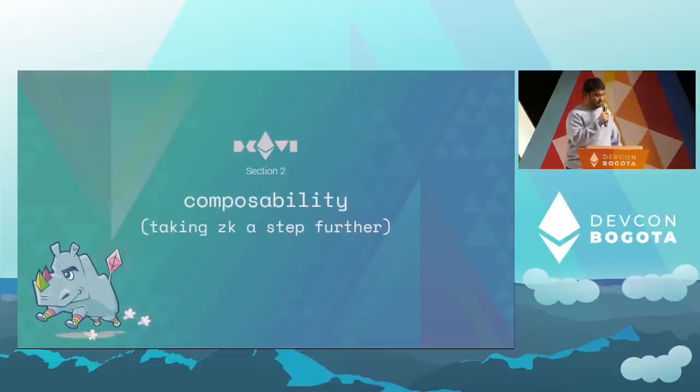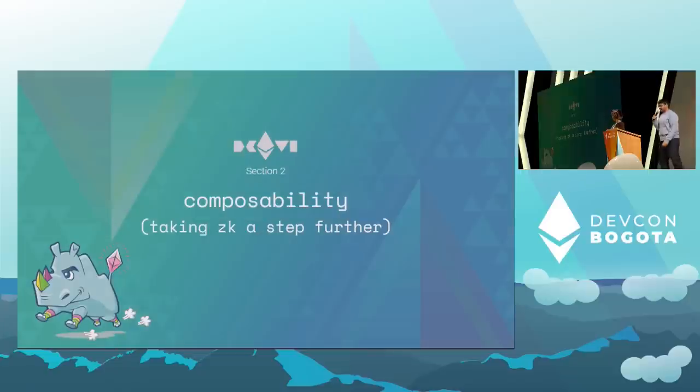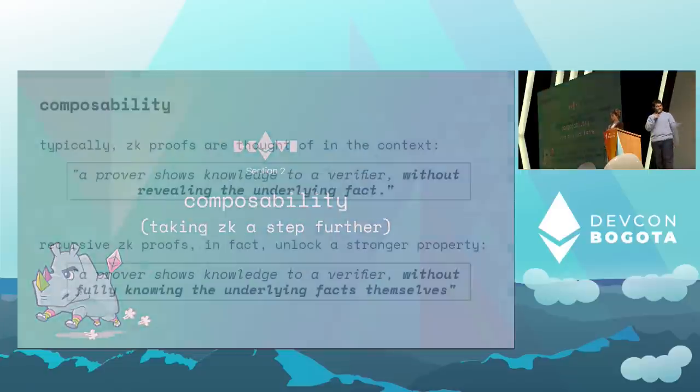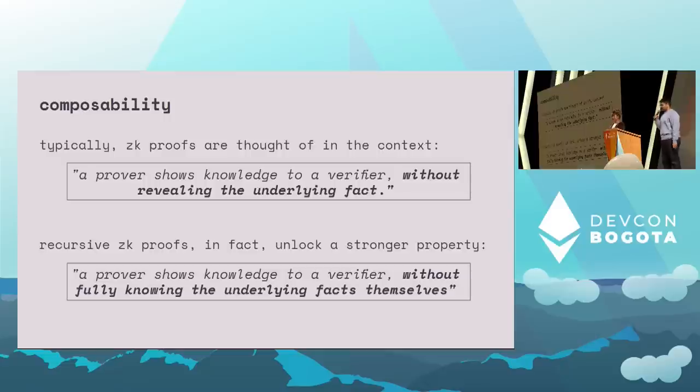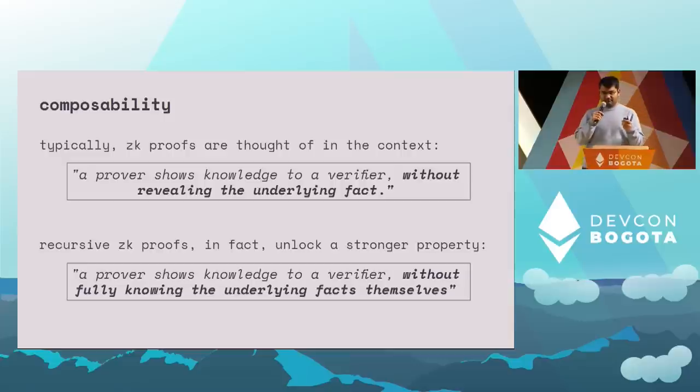Next, let's talk about composability, my personal favorite property unlocked by recursive SNARKs. So to give some context for this, let's take a step back. Let's think about what a normal ZK proof is. What's the context of a normal ZK proof? We usually think of ZK proofs in this context where a prover is showing knowledge to a verifier without revealing the underlying fact of the knowledge.